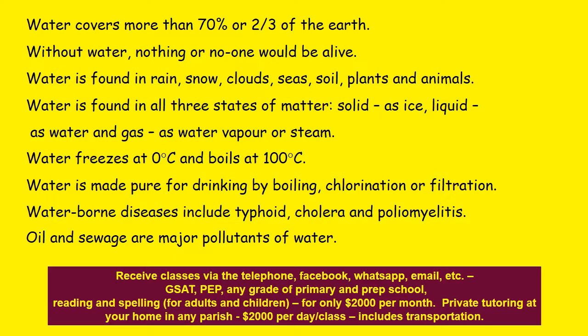Okay, let's discuss this. Water covers more than 70%. What is 70%? 70% is 70 out of 100. That is a whole lot. It's almost 100, close to 100, right? So water takes up quite a lot of the earth. 2/3 is the same as 70%. That is like 2 out of 3.